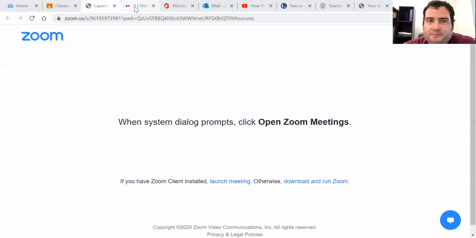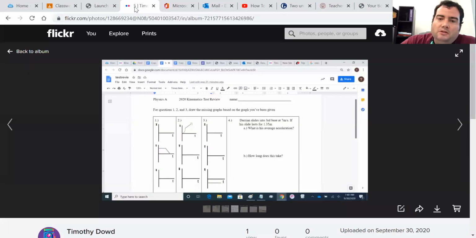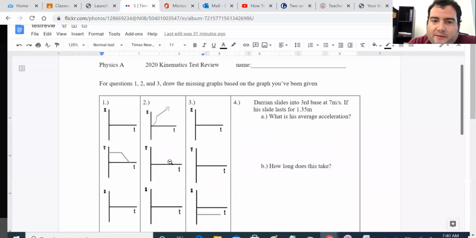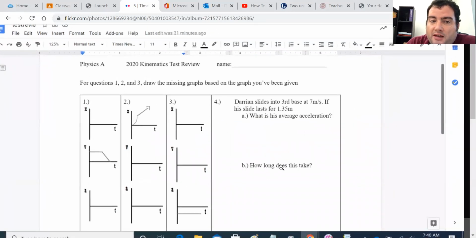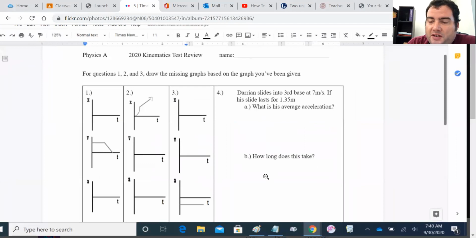The other thing we did today is look at a test review for next week's test. Let's take a look at that test review. Overall, the test review is a mix between two types of problems. There's some graphing, and then there's some word problems. Let's go through the whole thing so that you can feel like you know what's going on.